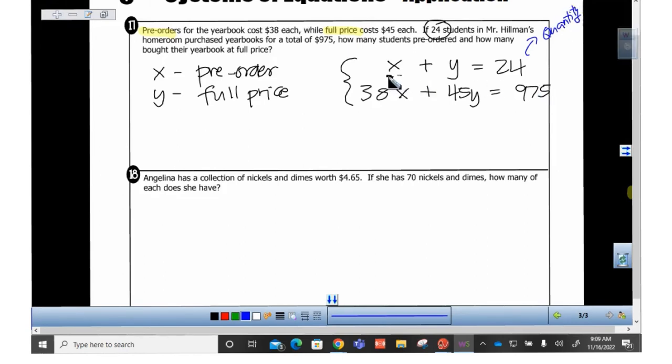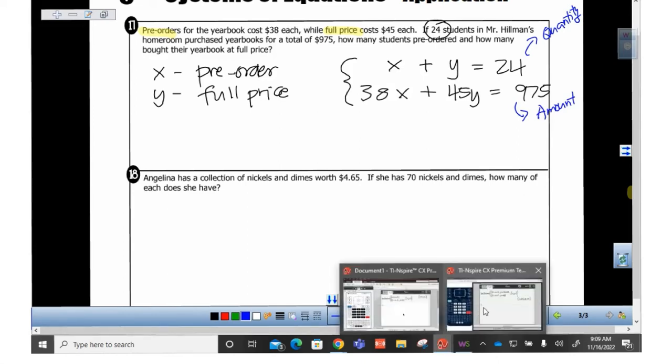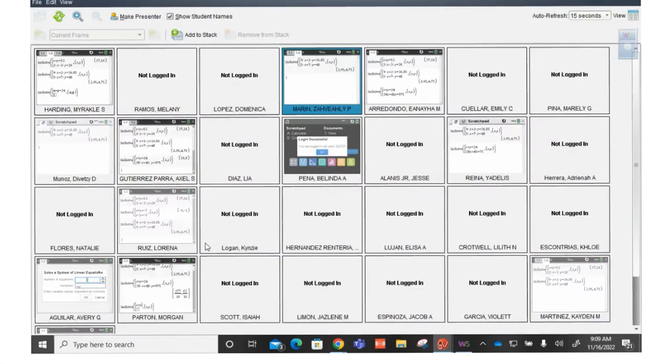And how did we come up with these two equations? First one, we use the quantity. Okay, how many pre-order and how many full price. And we add those two together, that equals 24. And the second is the amount or the price. The price per pre-order is 38. And the price for full price is 45.